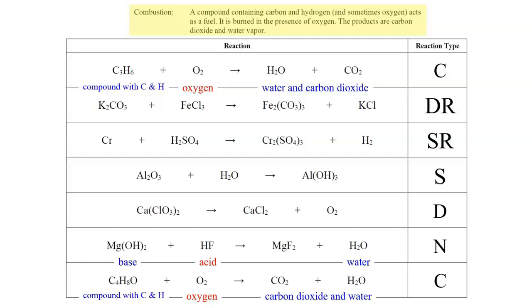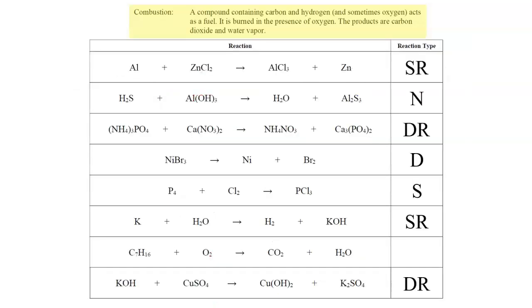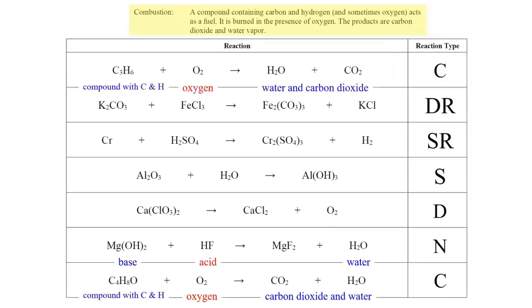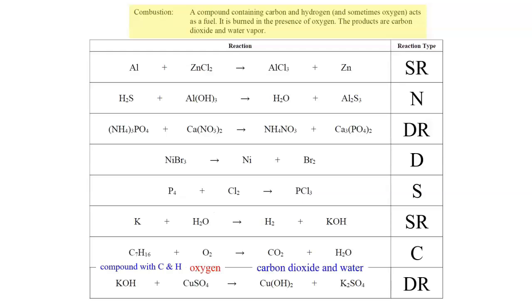Now, all of the equations on this slide have been classified into one of 6 categories. On the next slide, there's only one more equation that has not yet been classified. C₄H₆ is a compound that contains carbon and hydrogen. It's reacting with oxygen, and the products of this reaction are carbon dioxide and water. So this is our last example. This is also a combustion reaction. So we have now taken a look at all of these equations, and they've been classified as either synthesis, decomposition, single replacement, double replacement, neutralization, or combustion.